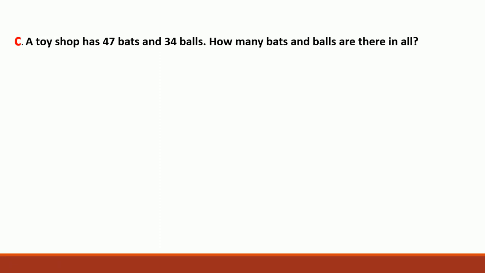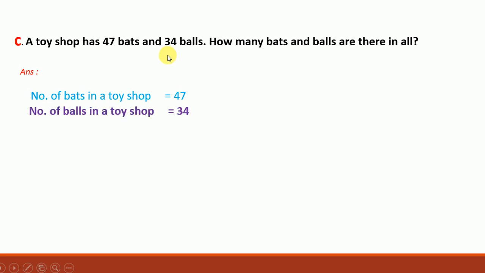When you are writing the statement, there are 2 numbers given. One is 47, another one is 34. The 47 is the bats, right? So the statement you have to write: number of bats in a toy shop, that is 47. The next number is 34, it's the balls, isn't it? So we write: number of balls in a toy shop, that is 34.